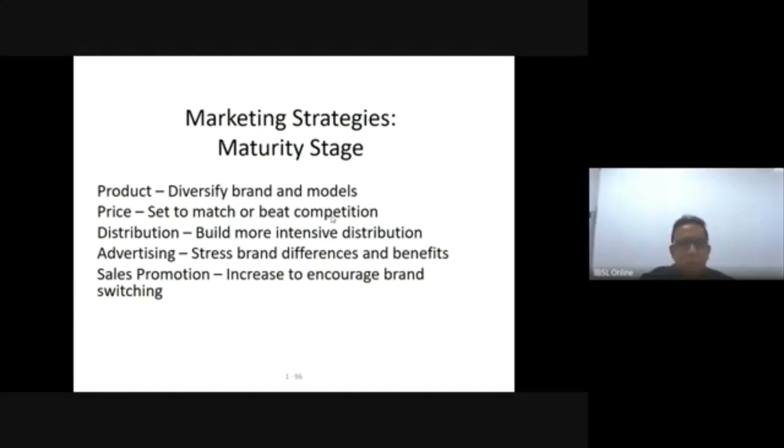The strategies at the maturity stage are to diversify brand and model, to match or beat competition. Distribution: build more intensive distribution. Stress brand differences and benefits. Sales promotion: increase it to encourage brand switching.